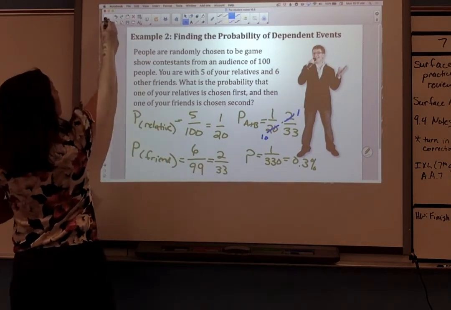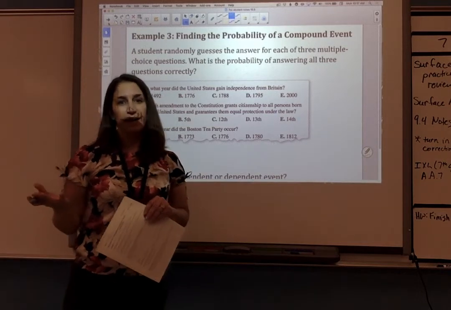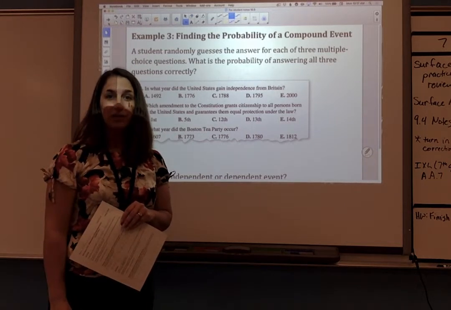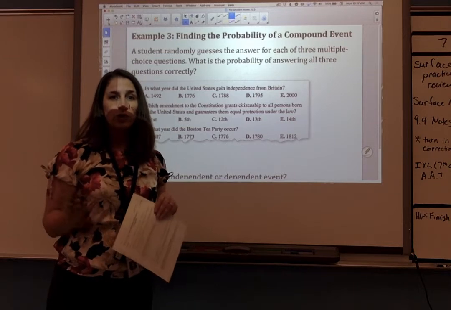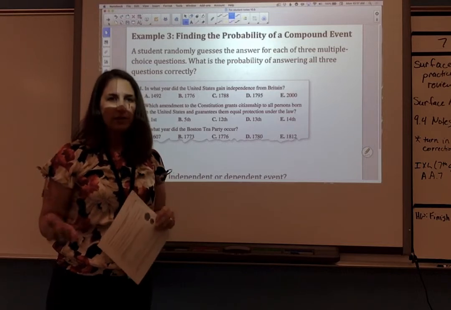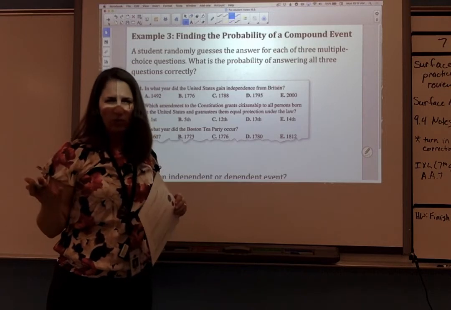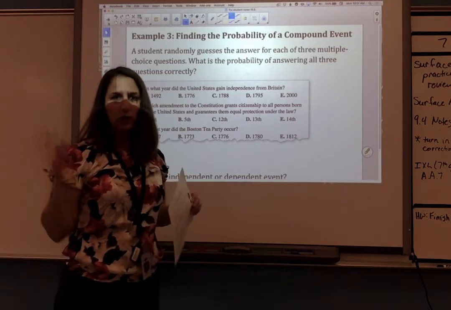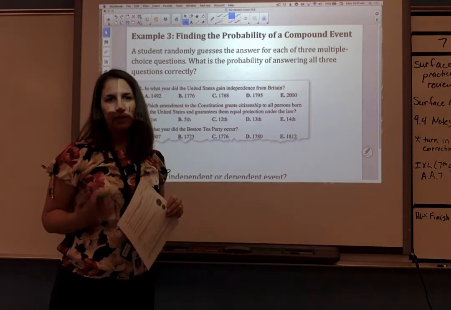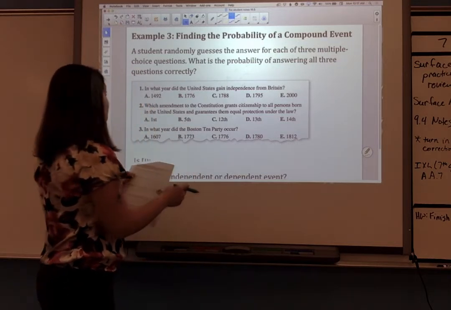All right, now, let's look at our third example here. Here we have, you're taking a test, and unfortunately, you're just randomly guessing the answers. So that is not a good situation to be in. We've got 3 multiple choice questions. We want to know what's the probability of answering all 3 questions correctly. So we need to think first, is this independent or dependent? I would say independent, right? Whether you get number 2 right has no bearing on whether you got number 1 right. You're going to have a 1 in 5 chance every time of choosing the correct answer because there were 5 possible answers. So this is going to be an independent event.